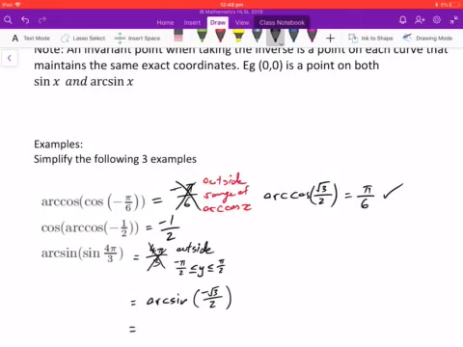Arcsine of negative root 3 on 2 has to be a negative quantity. It's actually going to be minus pi on 3. Why is that? Because it has to be between minus pi on 2 and pi on 2. And negative pi on 3 is the value that is between those two.